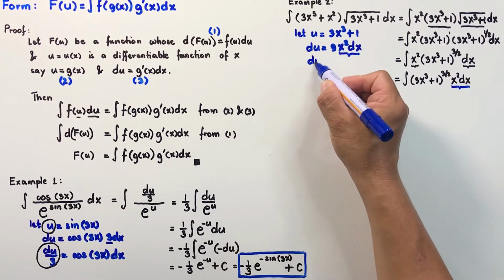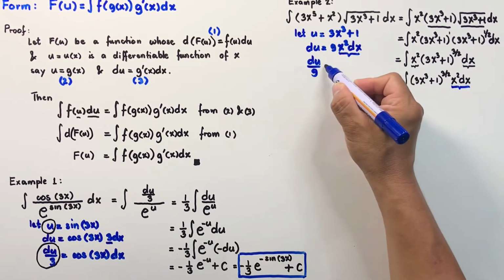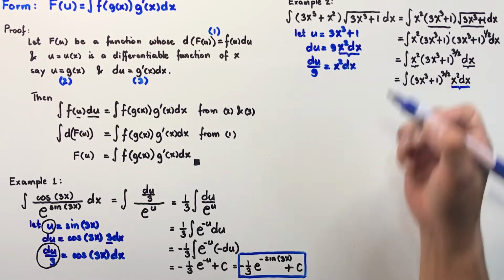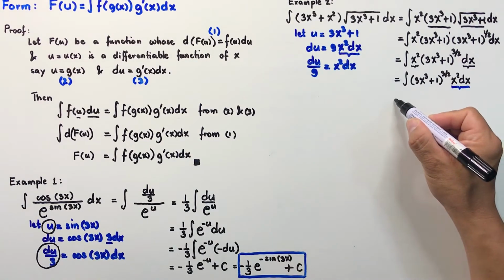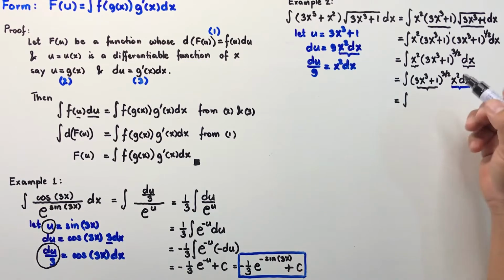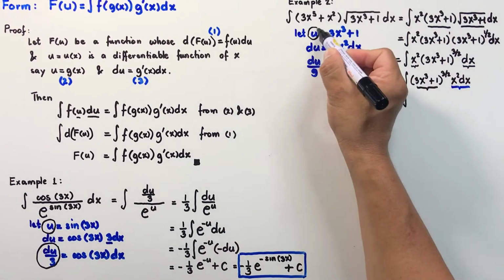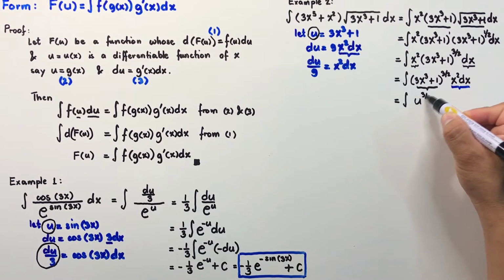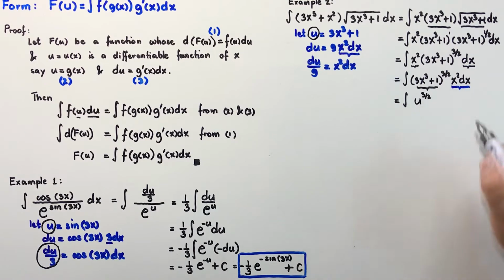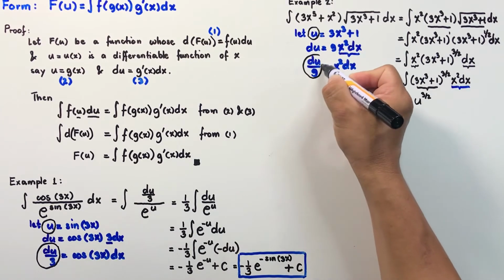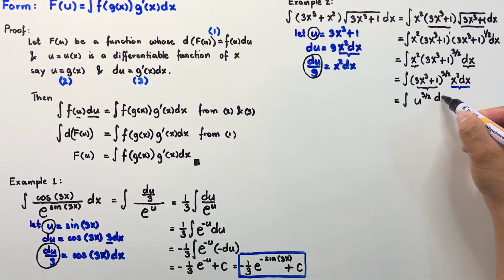So if you divide both sides of the equation by 9, we have du over 9, which is equal to x squared dx. So substituting our u here, instead of writing 3x cubed plus 1, we will write its equivalent representation, which is u. So this is the integral of u to the power 3 halves. And instead of writing x squared dx, we will write its representation, which is du over 9. So this is times du over 9.